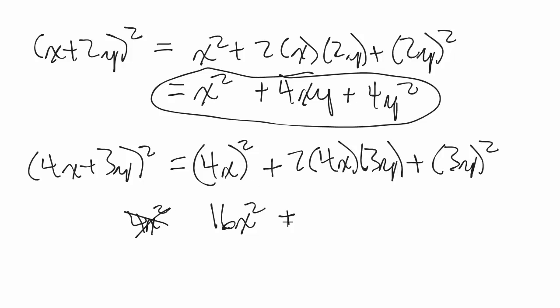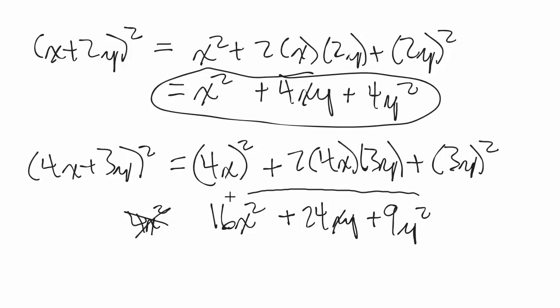Okay, next, 2 times 4 is 8, times 3 is 24. So it's going to be 24xy. Following the custom, put the number first, otherwise known as a constant, and then followed by the variables in alphabetical order. Now 3y quantity squared, that's 3 squared y squared, so it's going to be 9y squared.